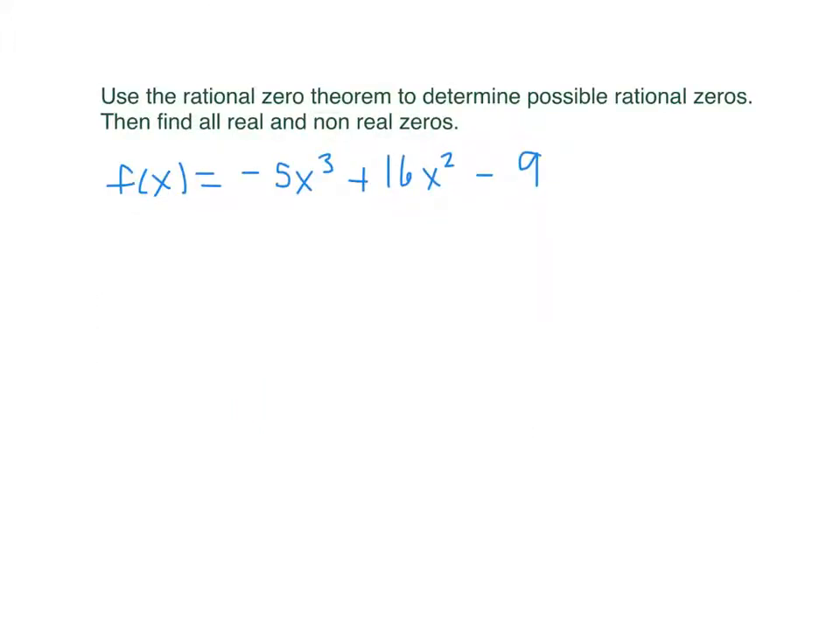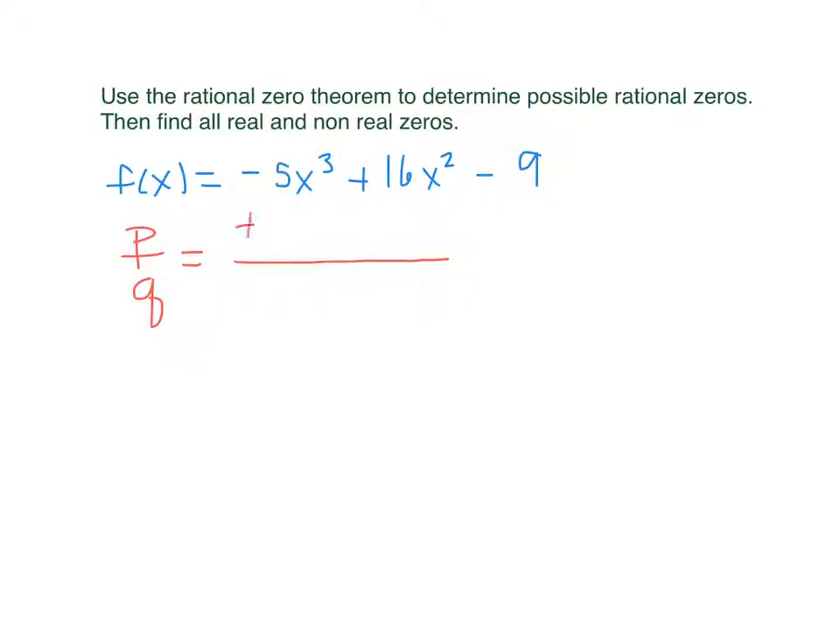Okay, for this one, we are now not given a factor to try out. We want to use what we call the rational zero theorem to determine what possible rational zeros there are. And then from that list, use trial and error to find all the real and non-real zeros. So the rational zero theorem says that we're going to take P over Q, where P is factors of the constant term over factors of the leading coefficient. So we'll just start off by, in the numerator, taking that negative 9 and thinking of all the factors that go into negative 9.